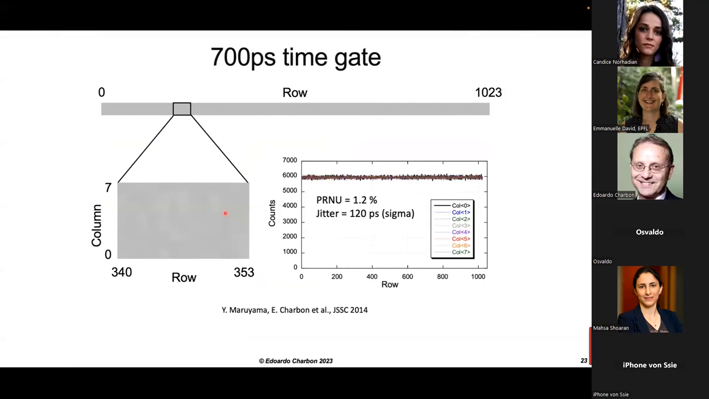The photon detection efficiency was 9%, typical. And this is the PRNU, the photon response non-uniformity, of 1.2%, with a 700 picosecond time gate. So you can see here the uniformity achieved with a very large detector and a very short gate.